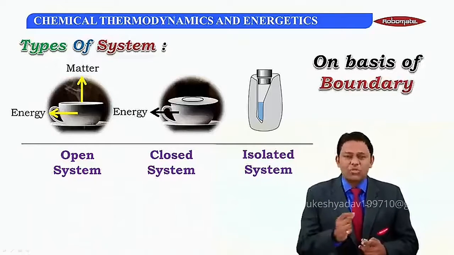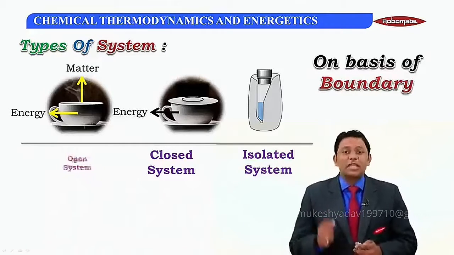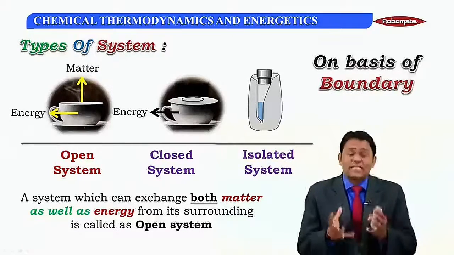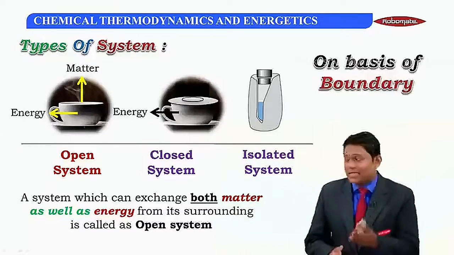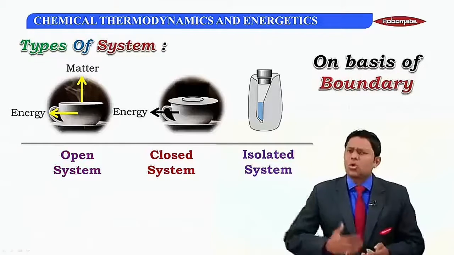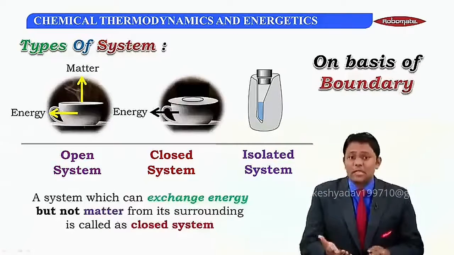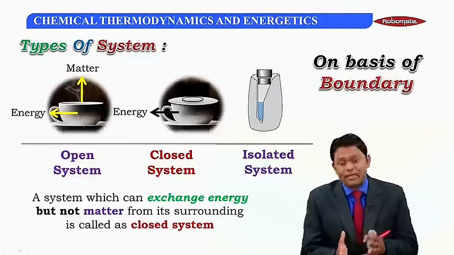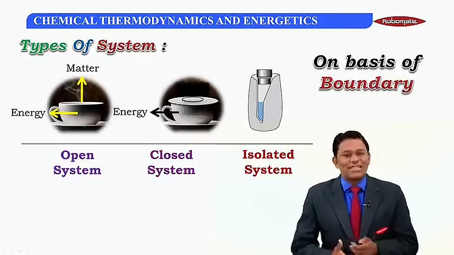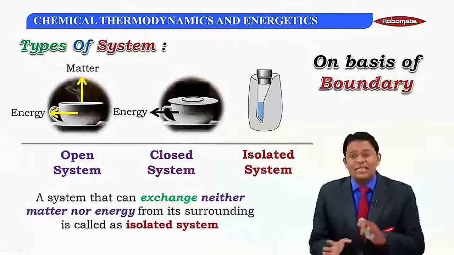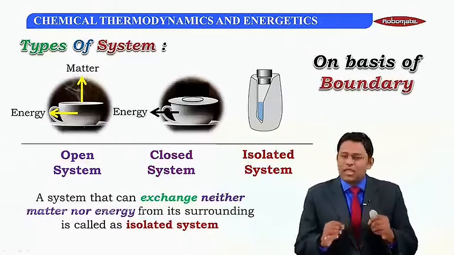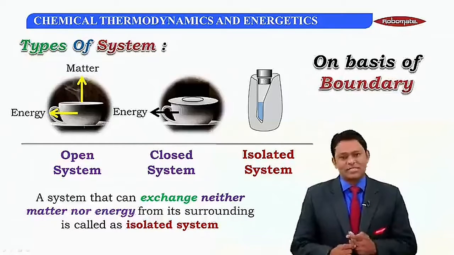Now let's quickly go through the definitions of the systems. The first one is called an open system. An open system is a system which can exchange both matter as well as energy. A closed system is a system which can exchange energy but cannot exchange matter with its surroundings. An isolated system is a system which can neither exchange matter nor exchange energy.